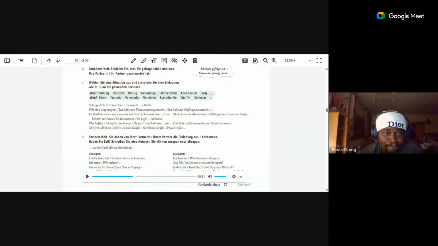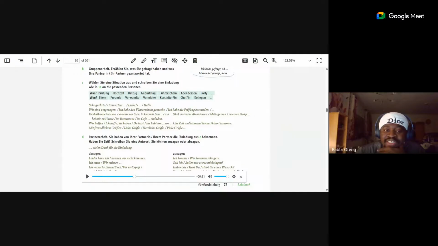Okay, so there are new words here. Let's focus on the words. So here is the Prüfung. It means the exams. Die Hochzeit means the wedding. Der Umzug is masculine, means the move, as in umziehen means to relocate. So der Umzug means like the relocation or the move.